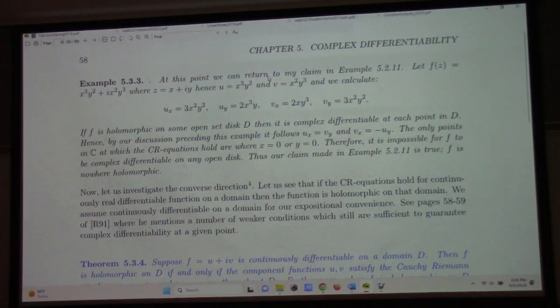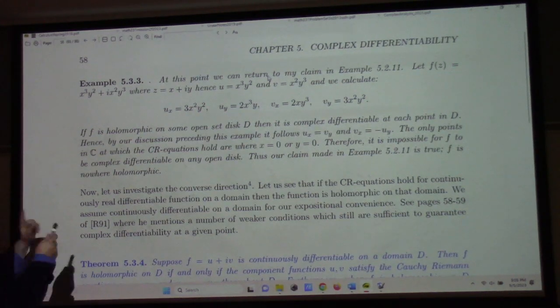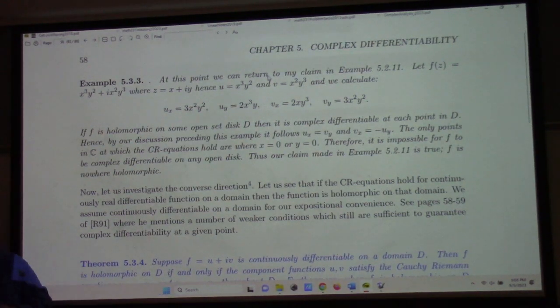This function is complex differentiable, I think, I can't say that yet. What I should say is this function is not complex differentiable away from the coordinate axes. That much I can say.